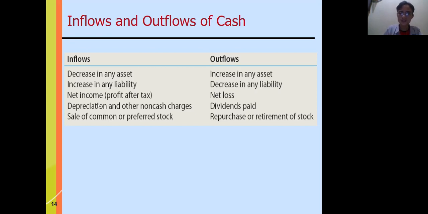Net income, that's going to be an inflow, that's a plus. Net loss, a minus. While depreciation and other non-cash charges, these are non-cash expenses which are deducted already from our computation of accrual-based net income. Therefore, we add back. Dividends paid, clearly that's a cash payment. While the sale of common or preferred stock, that's positive or plus, while repurchase or retirement of stock is a minus.